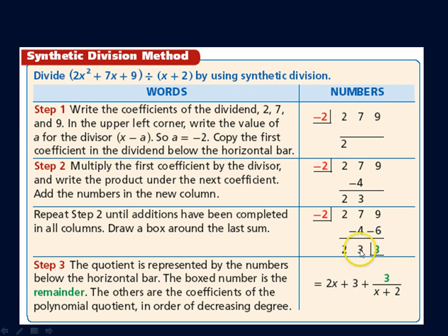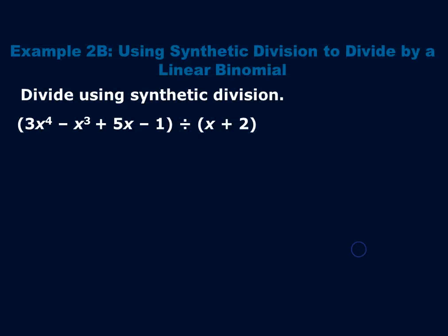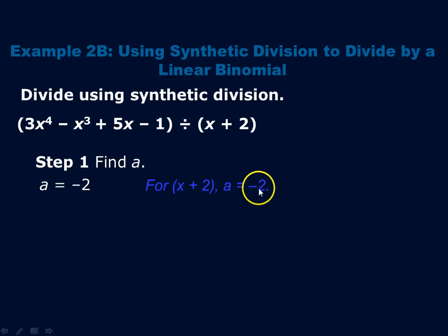Alright, let's look at this again, up close and personal. Alright, here we go. 3x to the fourth minus x cubed plus 5x minus 1 divided by x plus 2. First thing we need to do, figure out what a is. I have x plus 2. We've got to make sure we swap the sign, so a should be negative 2.